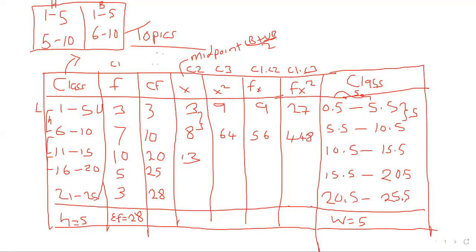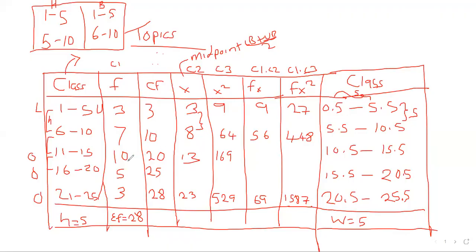At this point, I'll pause. So to get fx, multiply what? We multiply 3 by the 13. Where's the 10 times the 13? 10 times 13. Yes, so 130.